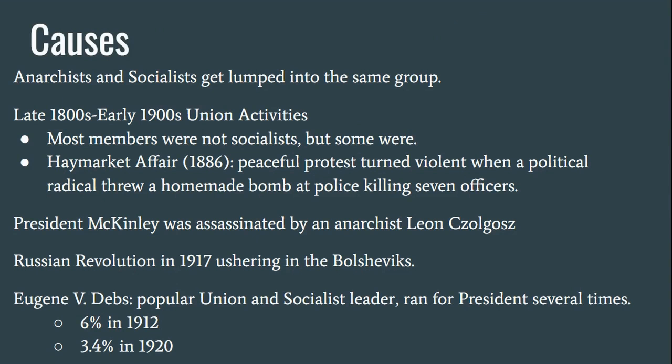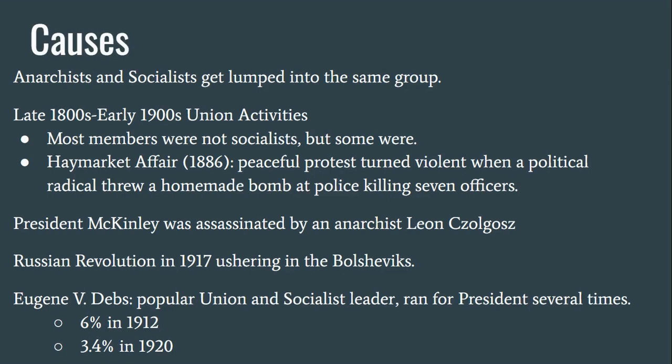Okay, so going back to the late 1800s, there was an incredible increase in union membership. And while most members of a union just wanted better pay and safer working conditions, there were some members that were more radical and had socialist leanings. In 1886, the Knights of Labor, a large union, organized what was supposed to be a peaceful demonstration in Chicago. However, it turned violent when a political radical threw a homemade bomb at police, killing 7 officers. This incident gave unions a bad name, and some of the public associated them with socialist radicals.